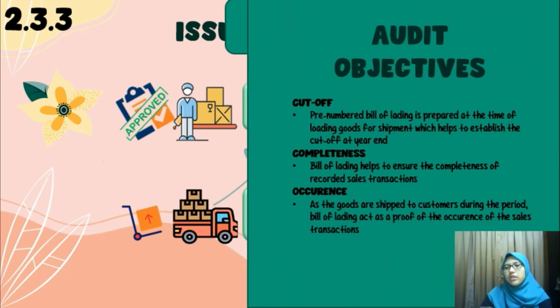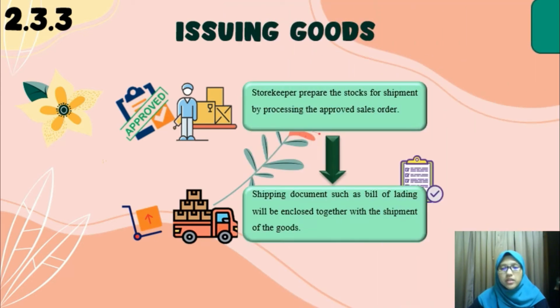Next, we talk about the audit objective. There are 3 objectives, which are cut off, completeness, and occurrence. As we talked about earlier, the pre-numbered bill of lading is prepared at the time of loading goods for shipment, which helps to establish the cut off at year end. The bill of lading also helps to ensure the completeness of recorded sales transactions. And as the goods are shipped to the customer during the period, the bill of lading can act as proof of the occurrence of the sales transaction.